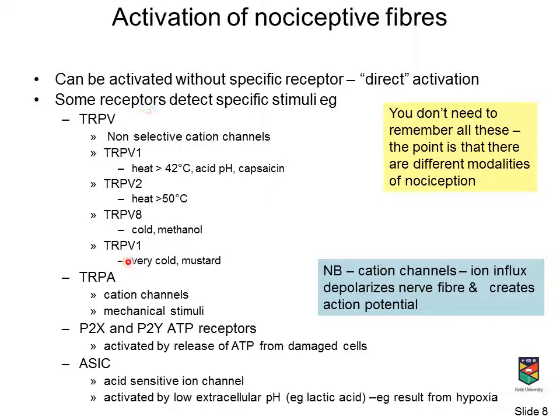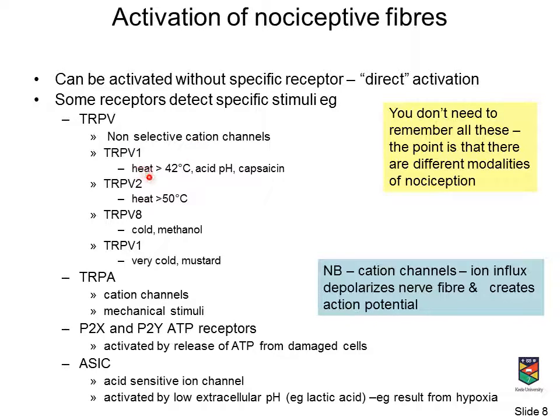In other cases, though, there are receptors that respond to specific signals. And these are the TRPV channels. And these let in cations. If you remember, cations are positively charged, and because they're positively charged, when they enter the neuron, they depolarize it, and therefore they activate the neuron, they stimulate the neuron.